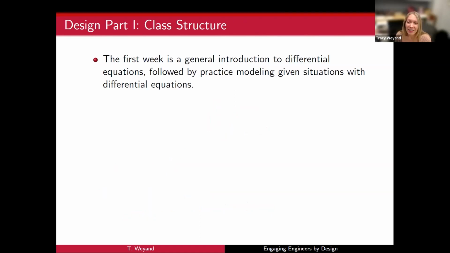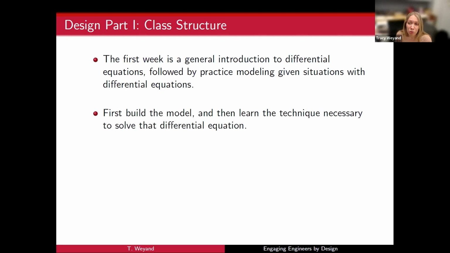So how can I design a class that encourages my students to be future engineers, where they will be doing plenty of design in their work? Well, the first thing that I do is introduce modeling extremely early in my classes. The first week is a general introduction to differential equations, and the rest of that week, so for us, that's 4 whole days of class, is introduction to modeling and just practicing writing down models given a description of the event in words.